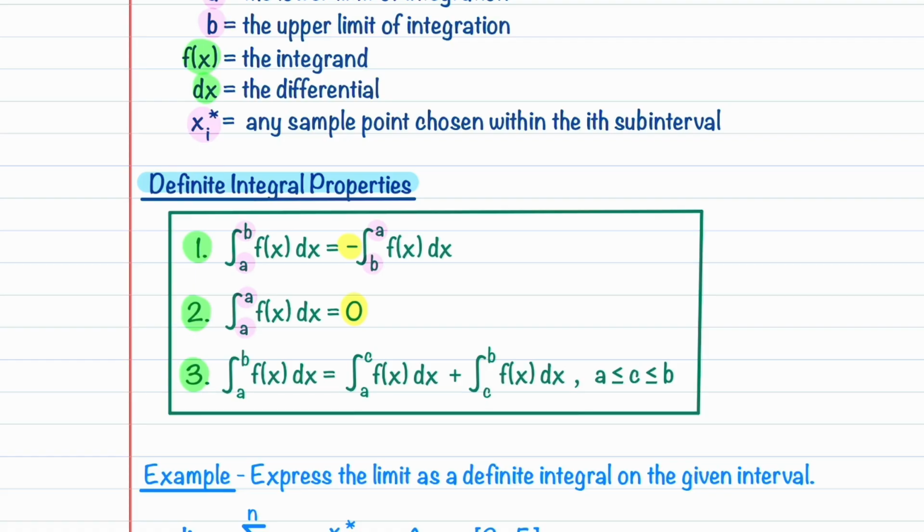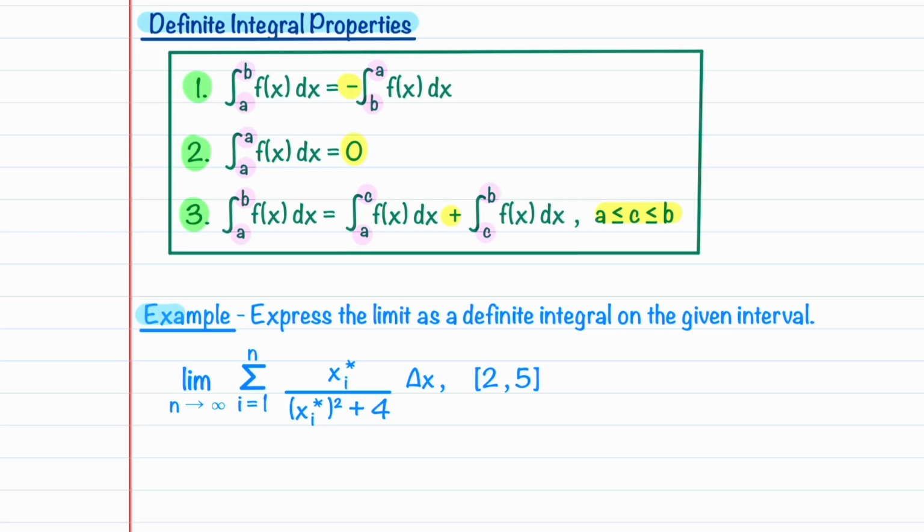The third property tells us if you have some point c between a and b, you can split up your integral. And you can write the integral from a to b of f of x dx as the integral from a to c plus the integral from c to b.